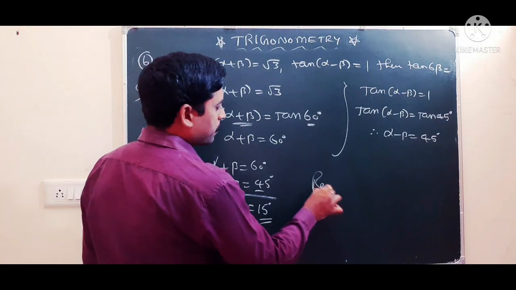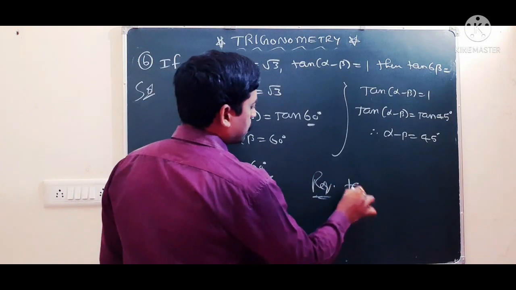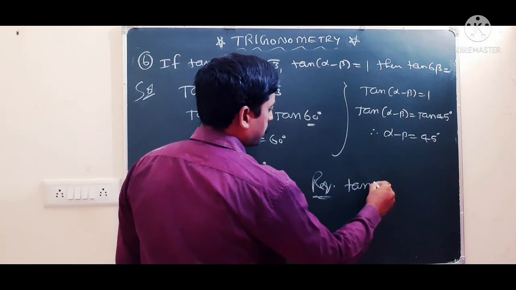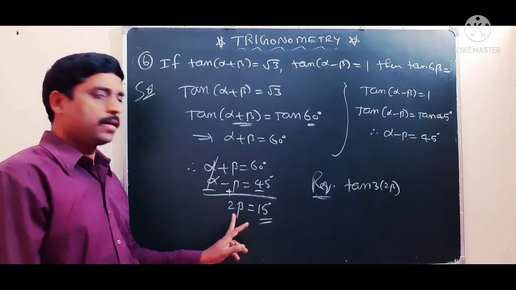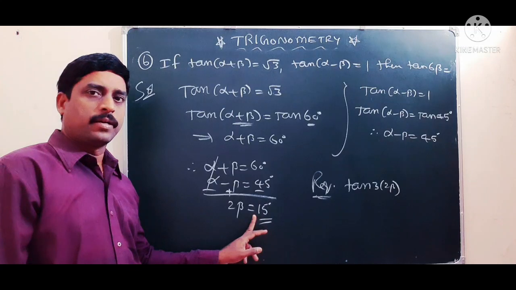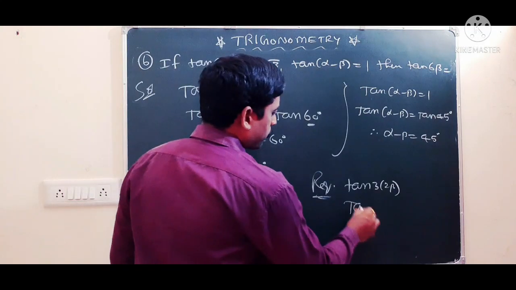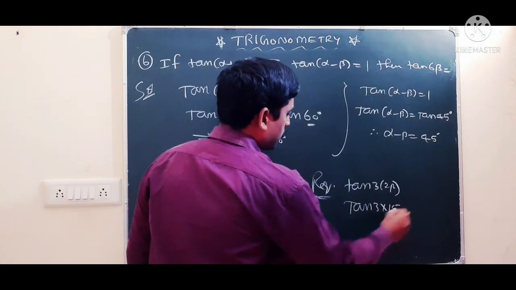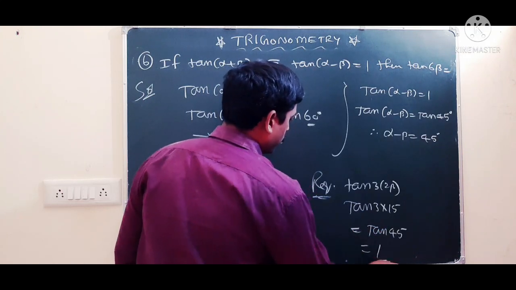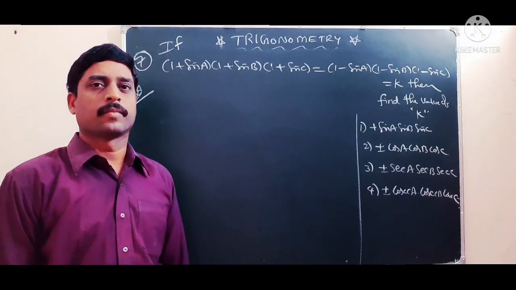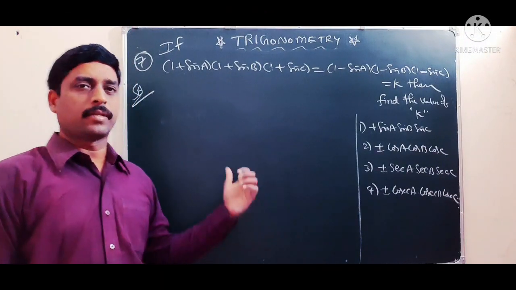What is required? Required is tan 6 beta. 6 beta can be written as 3 into 2 beta, where the 2 beta value we got is 15. So tan of 3 into 15 is equal to tan 45. So this will be 1. Okay, look at the next question.